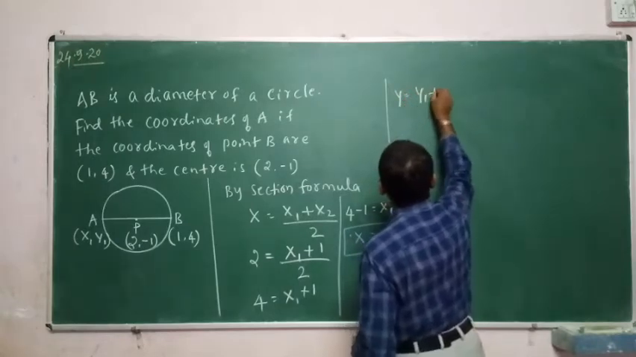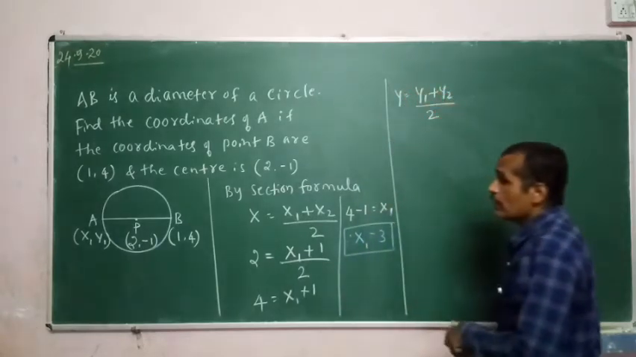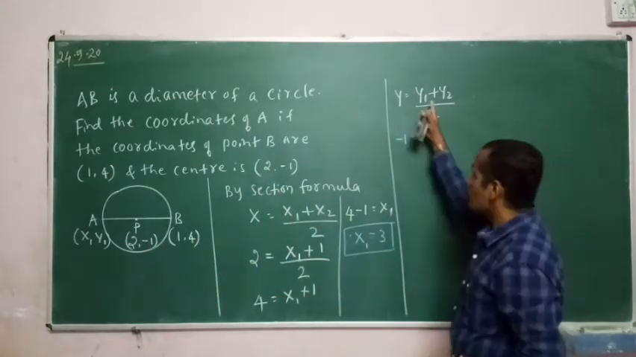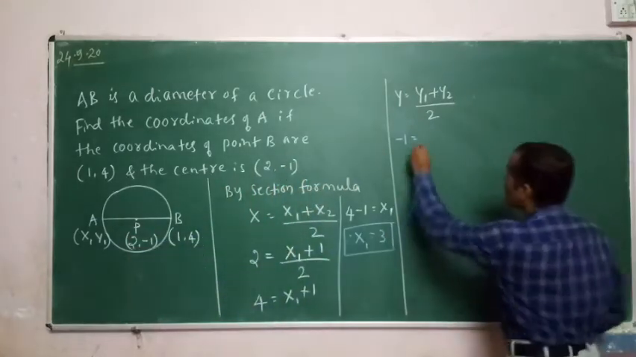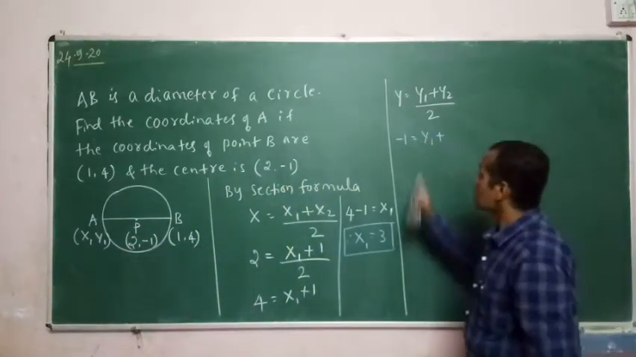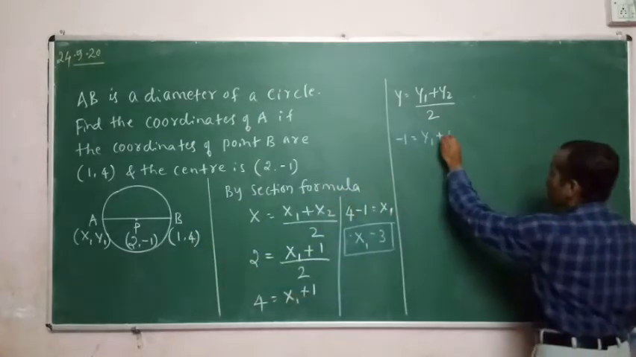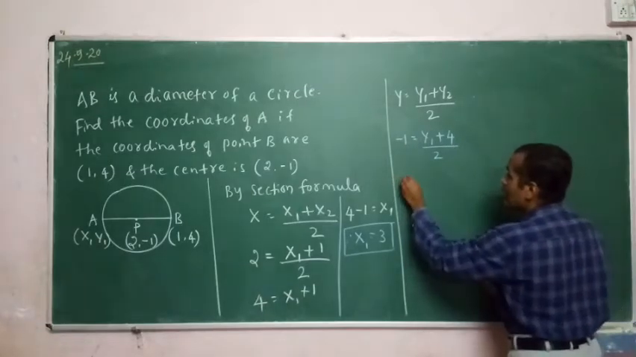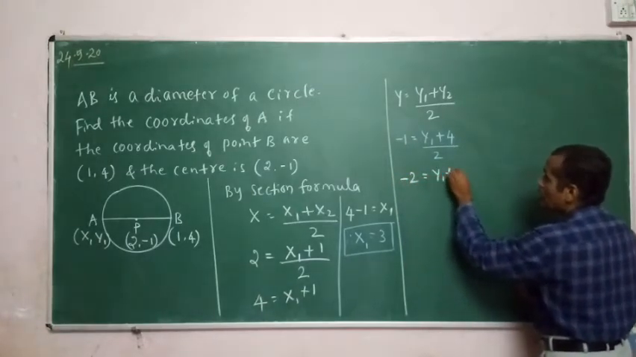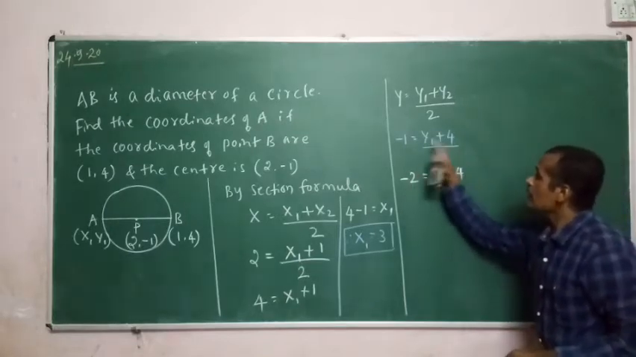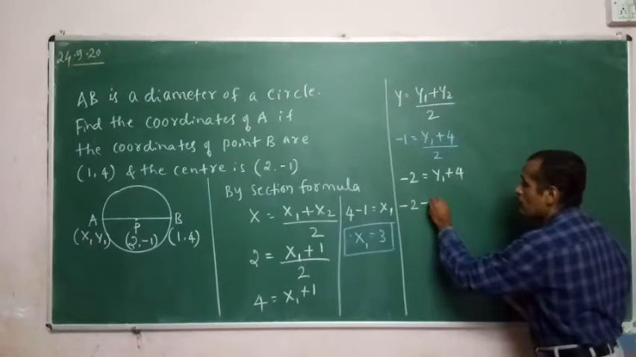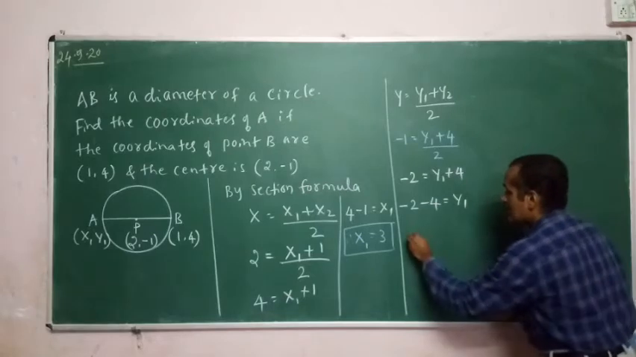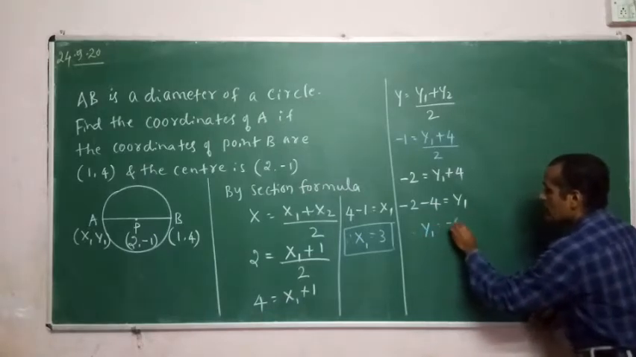I can go for the second formula. y is equal to (y1 plus y2) divided by 2. y is here minus 1. Minus 1 is equal to y1, y1 remains as it is unknown for us, plus y2, which is 4, divided by 2. Cross multiply. I will take minus 2 is equal to y1 plus 4. I can shift it to the LHS. Minus 2 minus 4 is equal to y1. Therefore y1 is equal to minus 6.